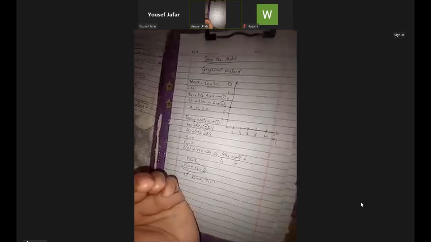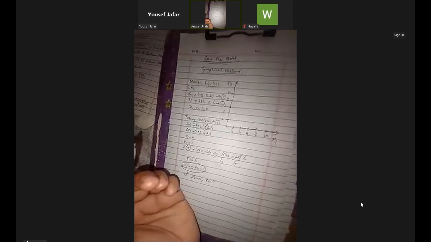We have the objective function, 5x1 plus 4x2, and this whole mathematical model. We will take the first constraint, 6x1 plus 4x2 is less than or equal to 24, and we will transform the inequality sign into equality. You see here, 6x1 plus 4x2 is equal to 24. I just converted it into an equality sign.